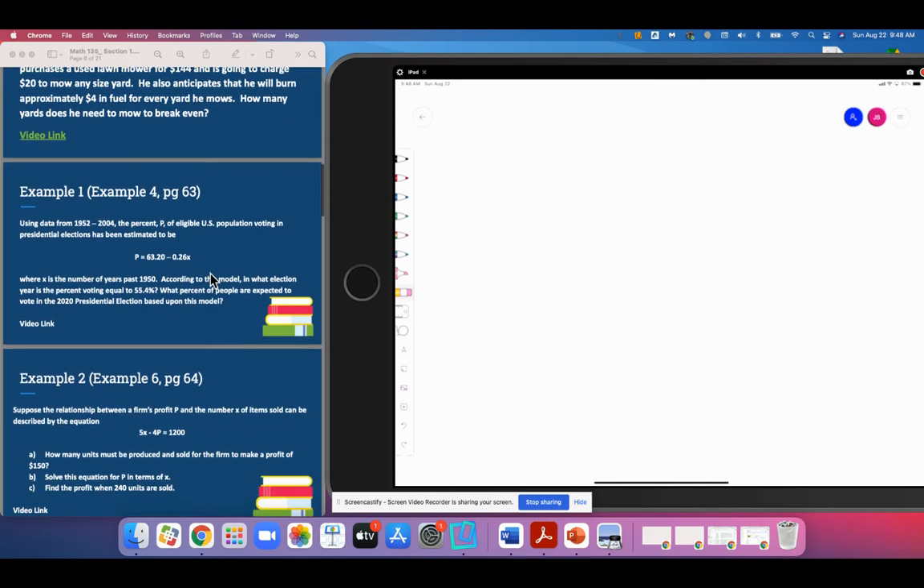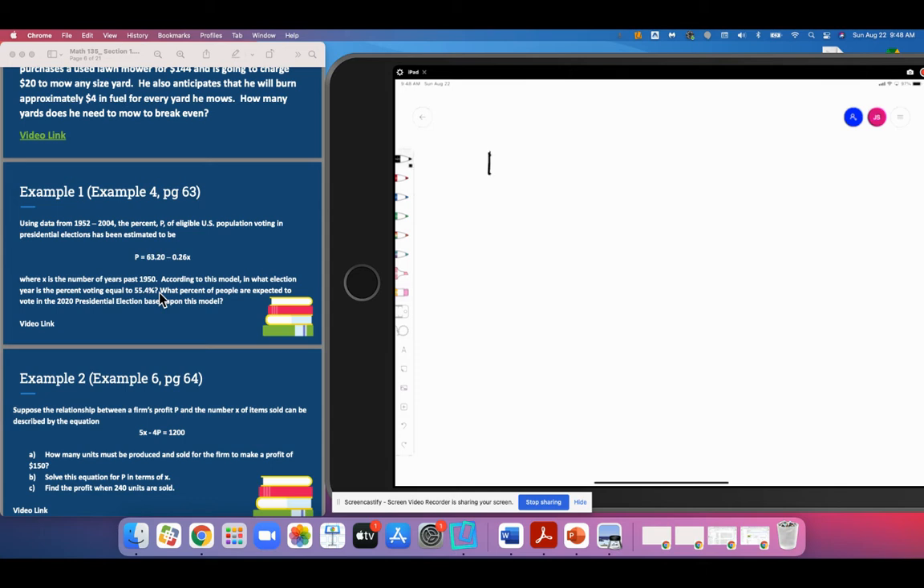Using data from 1952 to 2004, the percent P of eligible U.S. population voting in presidential elections has been estimated to be that equation right there, where X is the number of years past 1950. According to this model, in what election year is the percent of voting expected to equal 55.4%? Basically, we're just going to copy what we've got there.